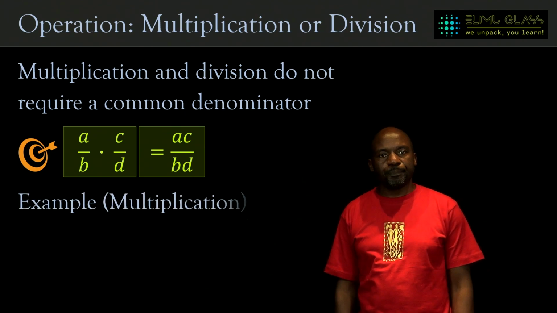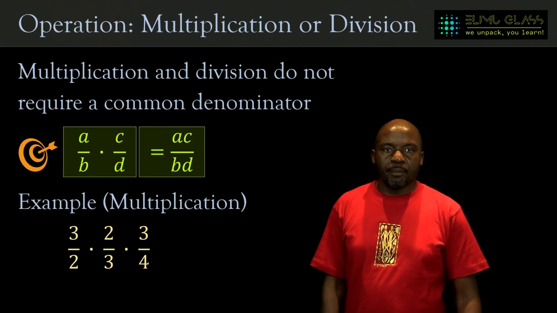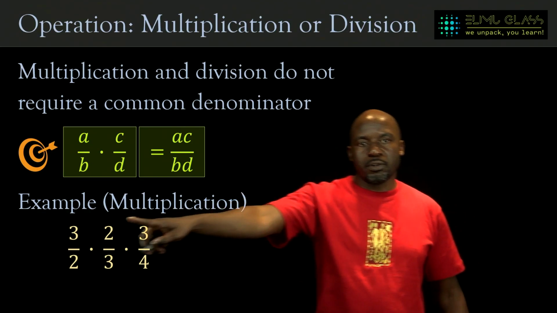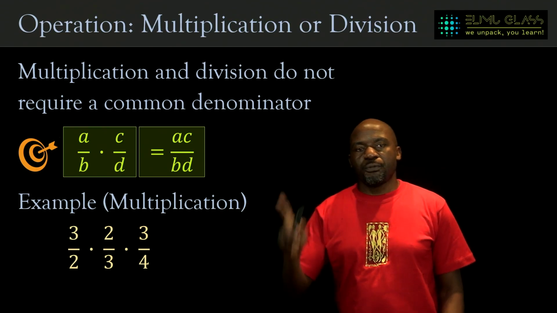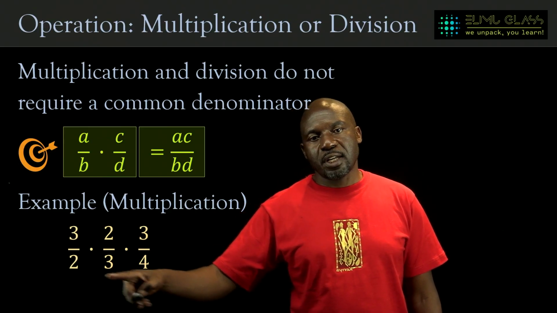Okay, here is the example. For multiplication, 3 over 2 multiplied by 2 over 3 multiplied by 3 over 4. So now I have 3 fractions. All I have to do is to multiply all of them. But before we do that, we must always try to ensure that it is as simple as possible.